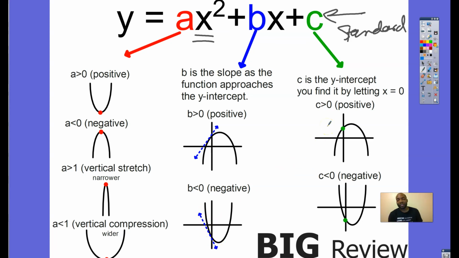c is the y-intercept. We find the y-intercept by letting x be 0. So if c is greater than 0, then we have a positive y-intercept. If c is less than 0, we have a negative y-intercept. And if we don't have a c, then the y-intercept would be 0. All right, that is the lesson for today.